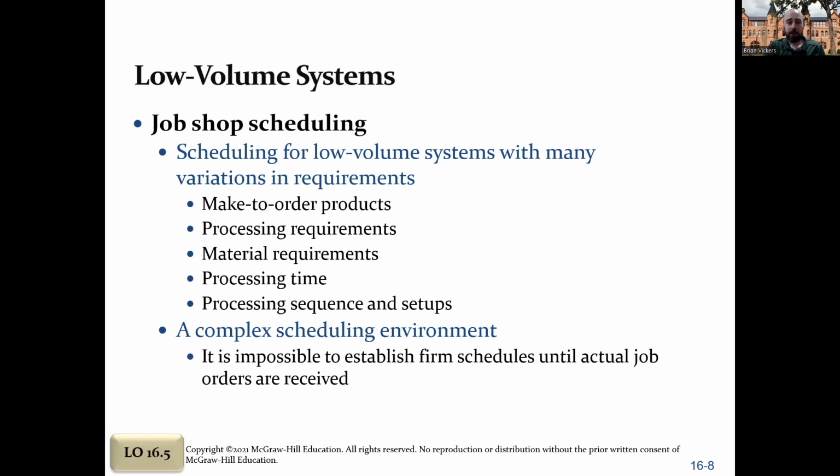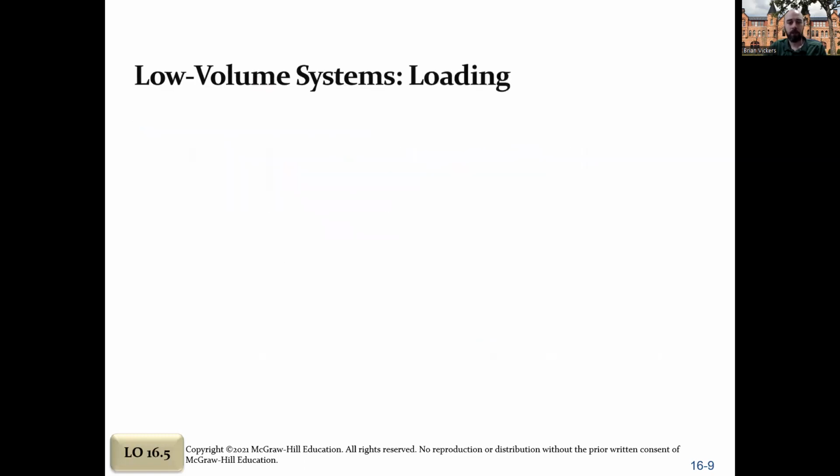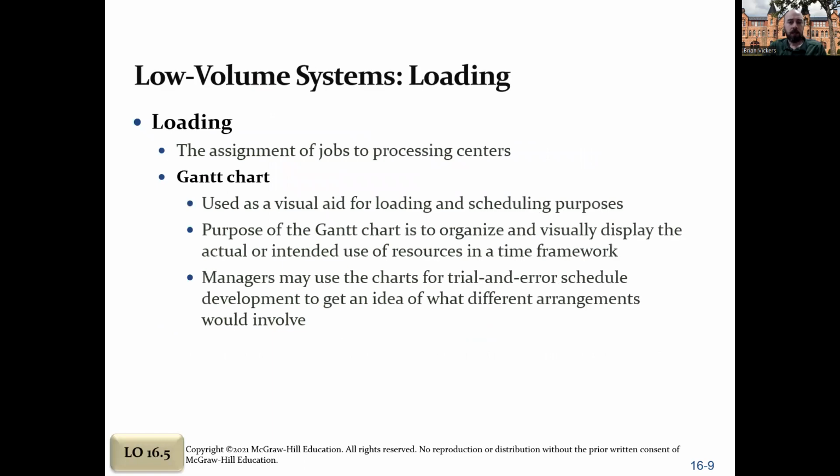An emergency room, you might have people in there with broken limbs. You might have people in there with heart attacks. You might have people in there with animal bites or gunshot wounds. And so it's hard to schedule exactly what you need until the job order is received. So there's a lot of complexity in the scheduling of a job shop or low volume system, like those examples. So often, whenever things come in, it's important to visualize what jobs you have, when they need to be completed, when you can expect them to be finished.